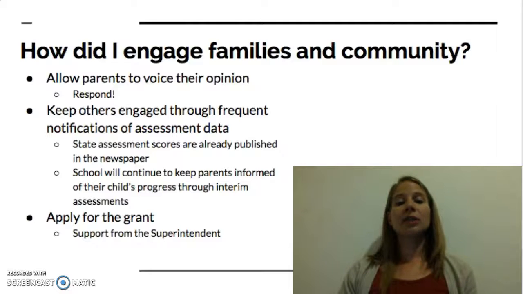Second, we try to keep others engaged through frequent notifications of assessment data. State assessment scores are already published in the newspaper, and they will continue to be as we continue to receive scores. Also, the school will continue to keep parents informed of their child's progress through interim assessments. And third, we are applying for the grant. In applying for the grant, we need not only support through the school, but support through the whole district, as it requires a letter from the superintendent.